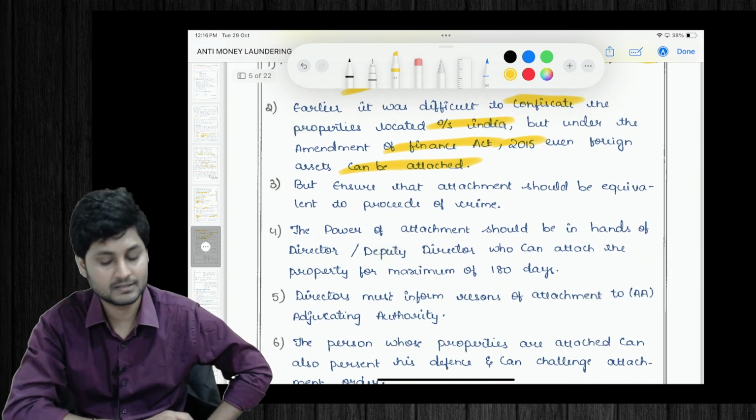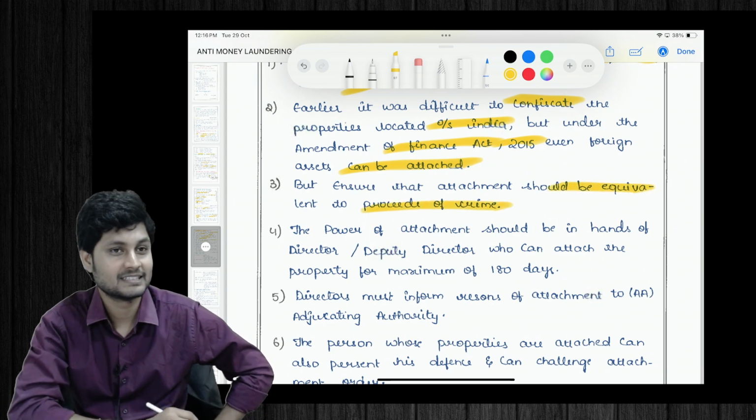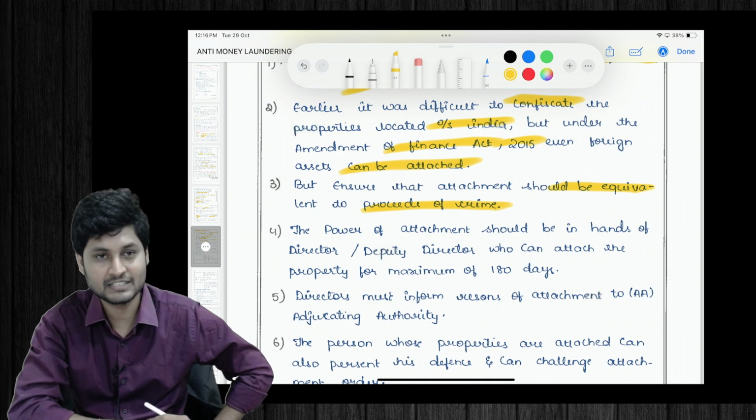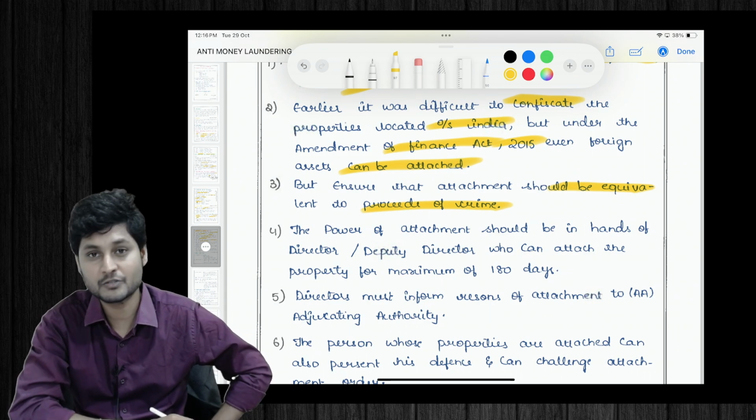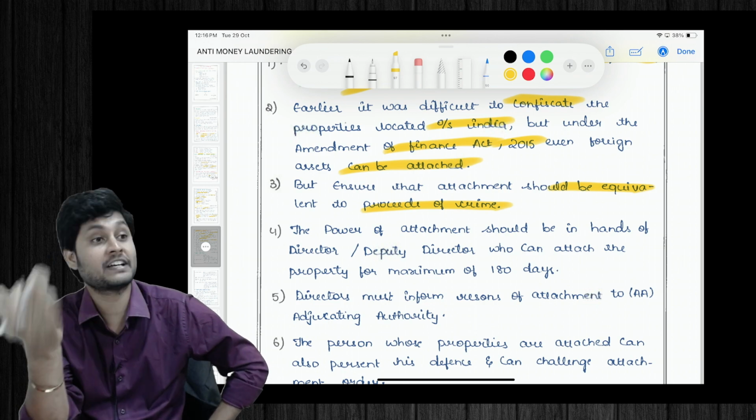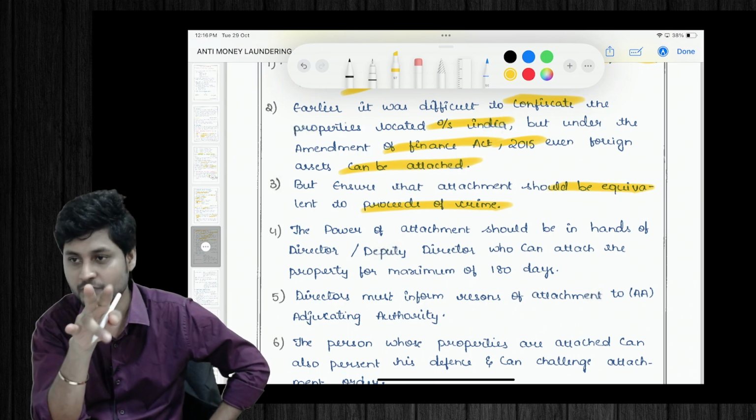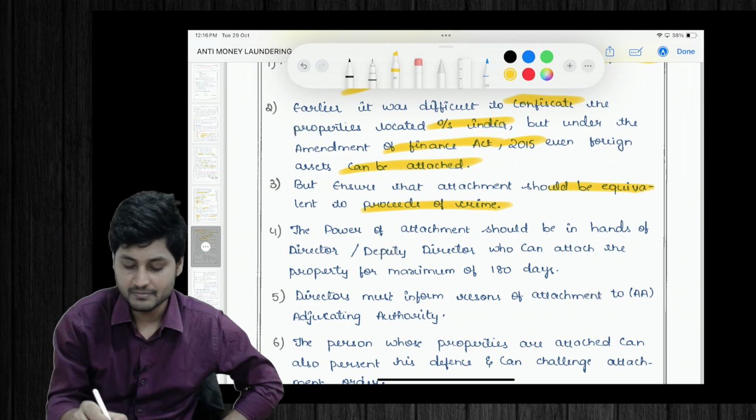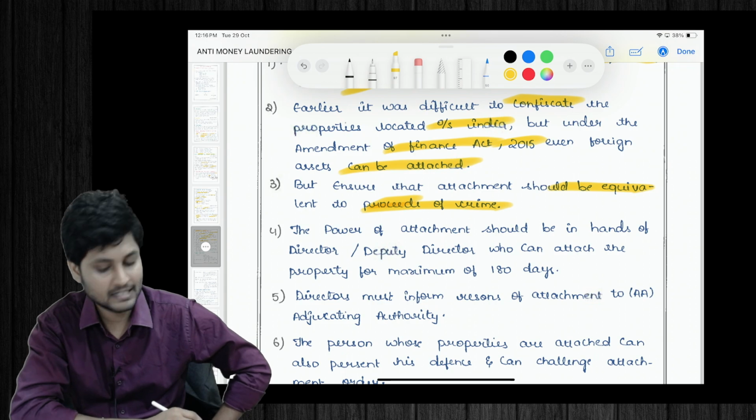Okay, but ensure that attachment should be equivalent to the proceeds of the crime. See, the proceeds of the crime is 1 crore. The property attached is 5 crores. అలా ఉండకూడదు. So what should match? So proceeds 5 crores, attachment 1 crore. అలా కూడా ఉండకూడదు. Both must match. See, ensure that attachment should be equivalent to proceeds of crime.